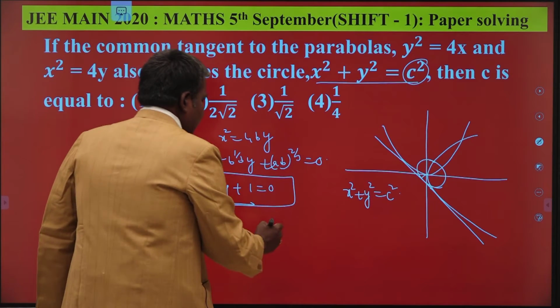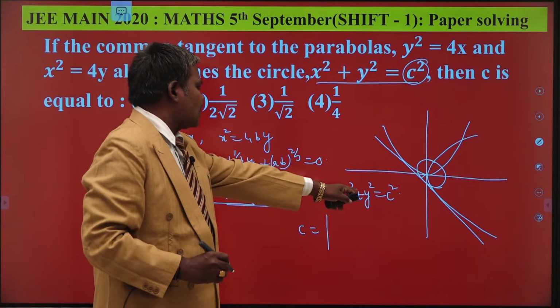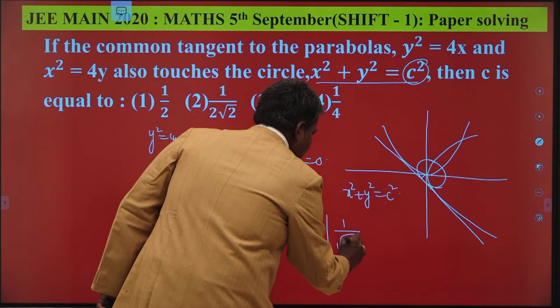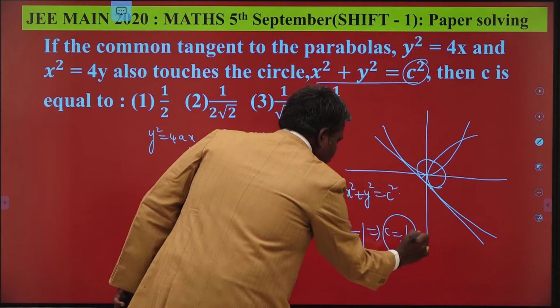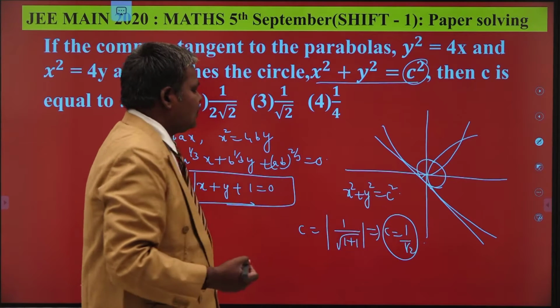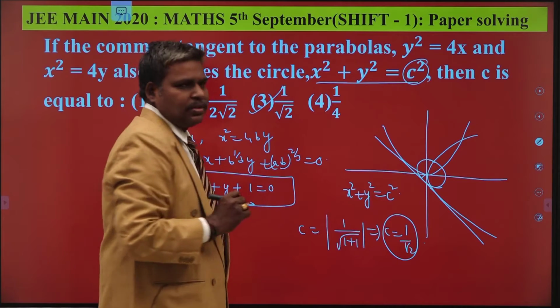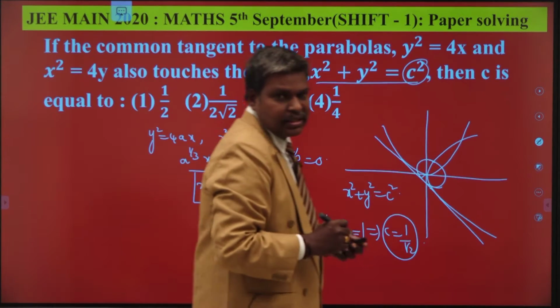So what is our radius? c is equal to perpendicular distance from center of the circle, origin, to that line, that is 1 by root of 1 plus 1. Implies c is equal to 1 by root 2. Therefore, the value of c is equal to 1 by root 2. Hence, the third option is the correct option. Once you know the formula, you can easily crack this one. Understand?